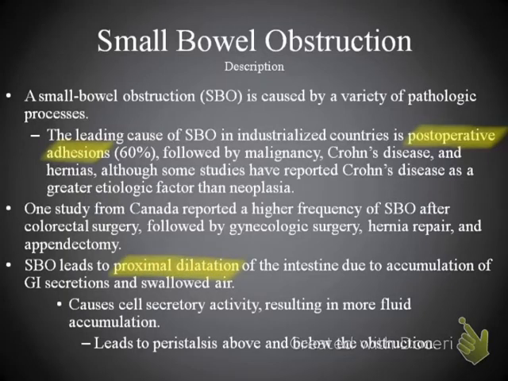Dilatation and dilation are virtually the same words, and when we have proximal dilation, it means that above the small bowel obstruction, you're going to see the small intestine actually dilated. It's going to become larger than what it normally would. It's going to look dilated. And so those are going to be the things that we're going to look for as we continue on.